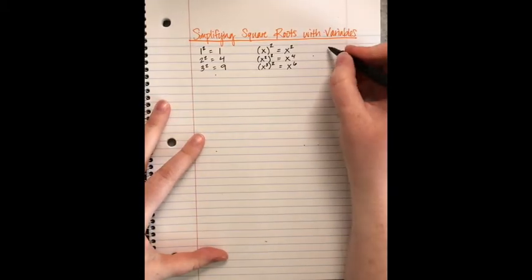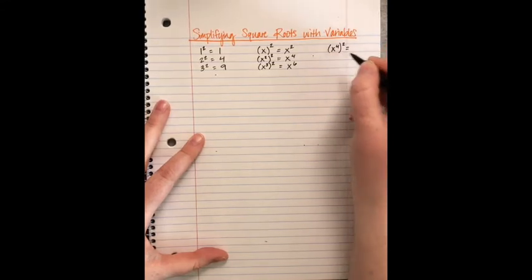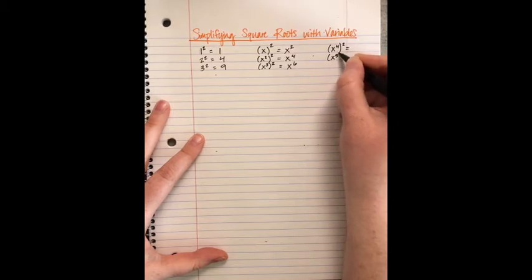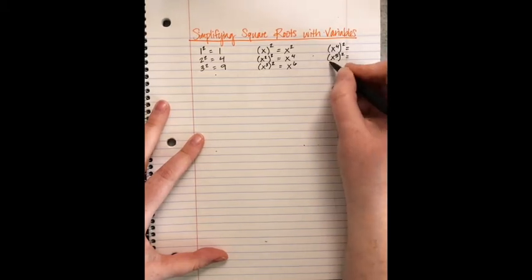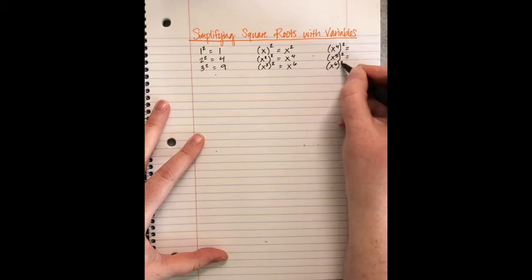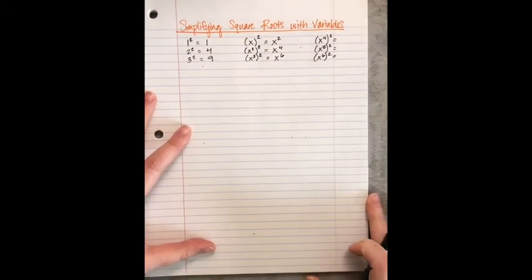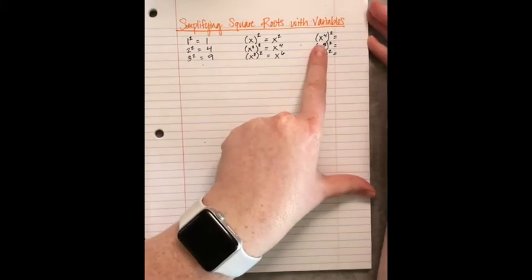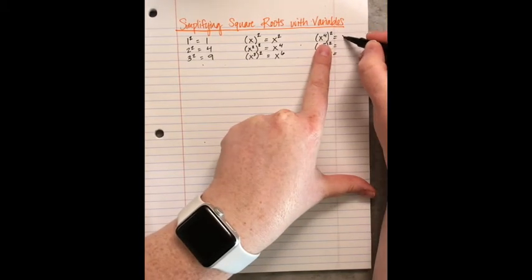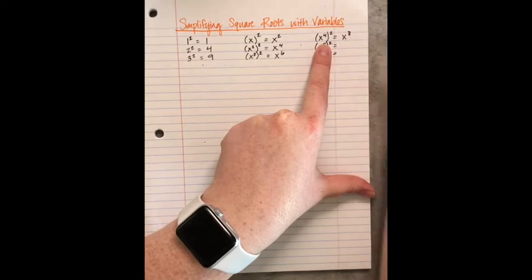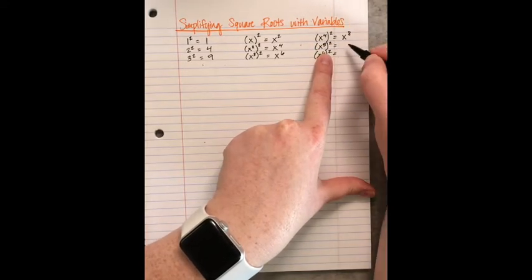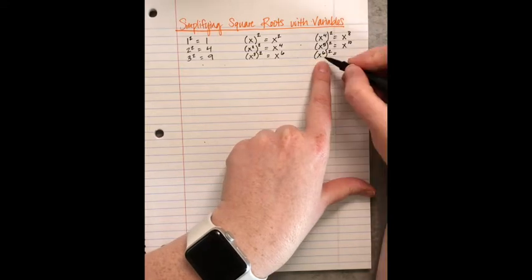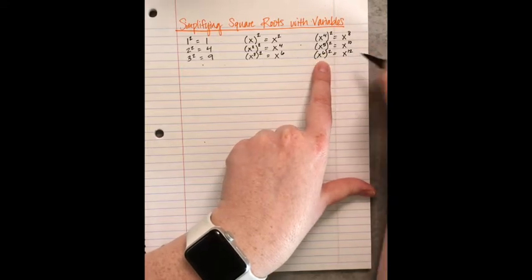Okay, let's keep going with this. I want you to take x to the 4th power and square it, x to the 5th power and square it, and x to the 6th power and then square it. Pause the video and then check your answers. Okay, so x to the 4th power squared ends up being x to the 8th, so we multiply 4 and 2. x to the 5th power squared is x to the 10th. x to the 6th power squared is x to the 12th.